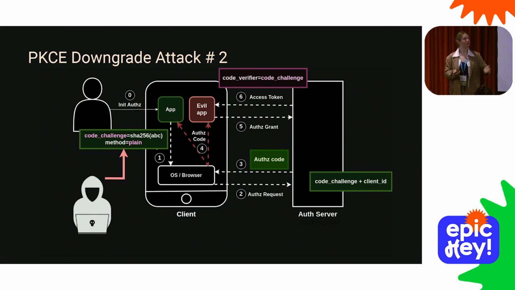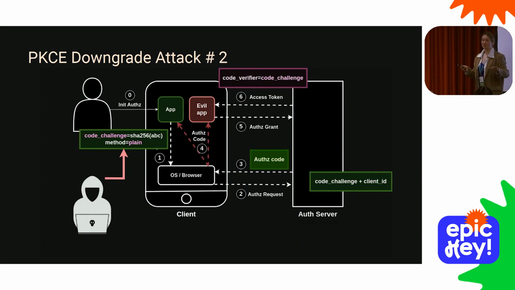You just make the code verifier equal to the code challenge, and as our server already recorded the method as plain, well, it's totally valid. Again, you are in. But what is even worse in this kind of attack is that some authorization servers even use this one as a default fallback method. So imagine, here you don't even need to replace it with plain.